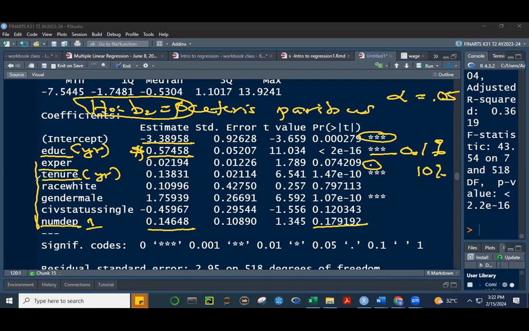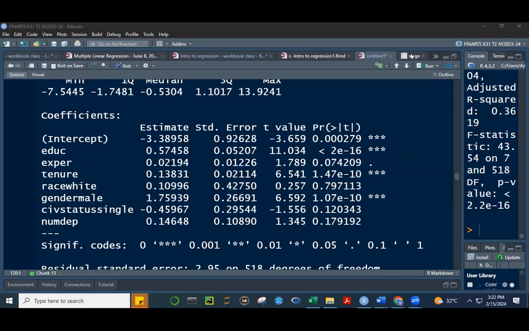Okay, that leaves us now with these: race, gender, civil status. Take note that R automatically appends a level here, right? Why did it make it race white, gender male, civil status single? Okay, it has something to do with how your variable is arranged. Let me go back to that first, class.